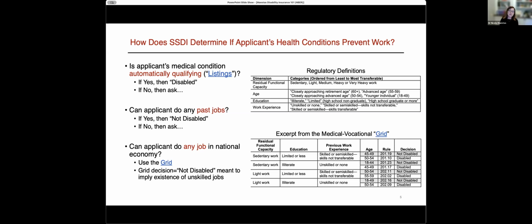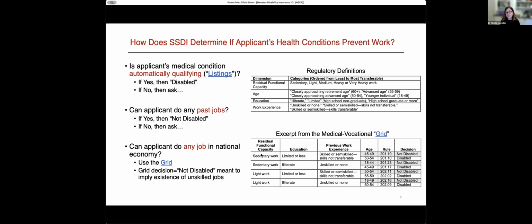Now, to make that determination, SSA uses something called the medical vocational grid, and that's what we're looking at here. It works like this. Let's say you're sufficiently disabled that you could only do sedentary sitting jobs. You have limited education. Limited education is a high school non-graduate. And you are skilled or semi-skilled in the sense that your skills aren't transferable to other occupations. Then it will all boil down to your age. If you are 49, you are not disabled. If you are 50, you're disabled.